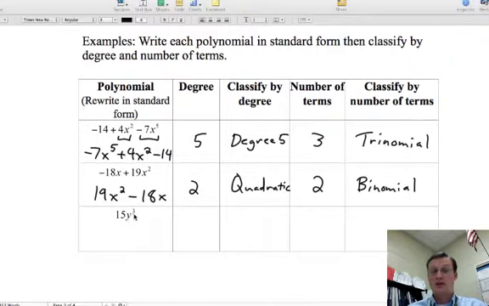Okay, y to the third, that's degree 3, classified by degree. Constant is degree 0. Linear is degree 1. Quadratic is degree 2. Cubic is degree 3. How many terms? There's just 1, so it's a monomial.